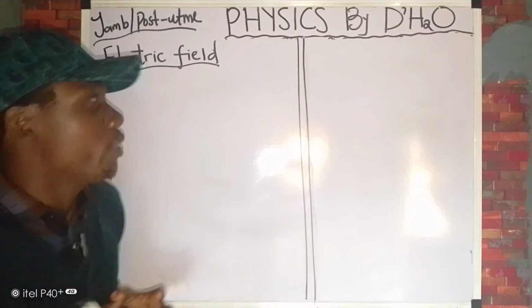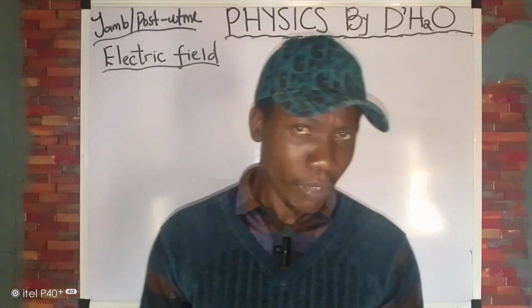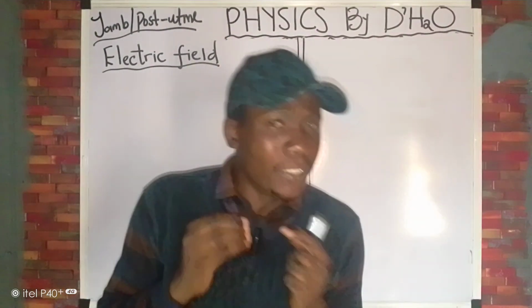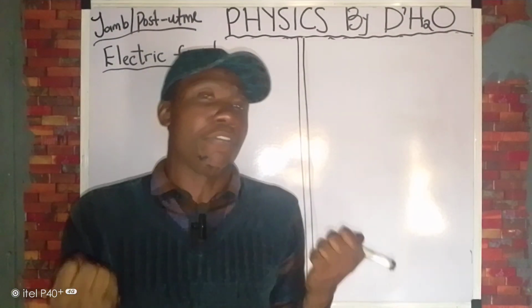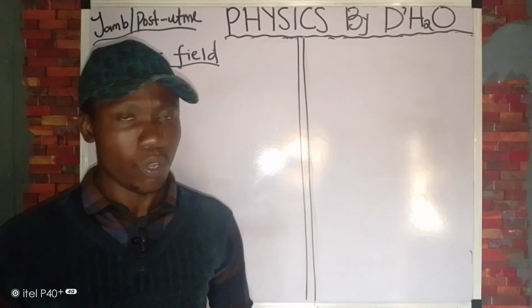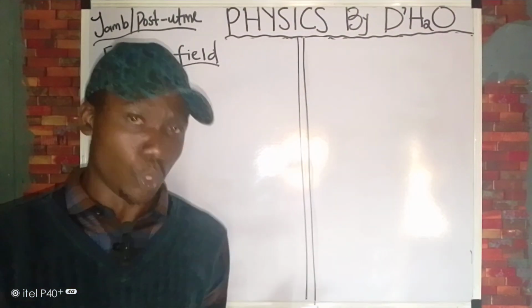Now let's quickly go into this video lesson. What is electric field? Electric field is a region of space around a charged body where the effect of electric force can be felt or can be experienced by another body. Okay, now the law that governs this electric field is called Coulomb's law.